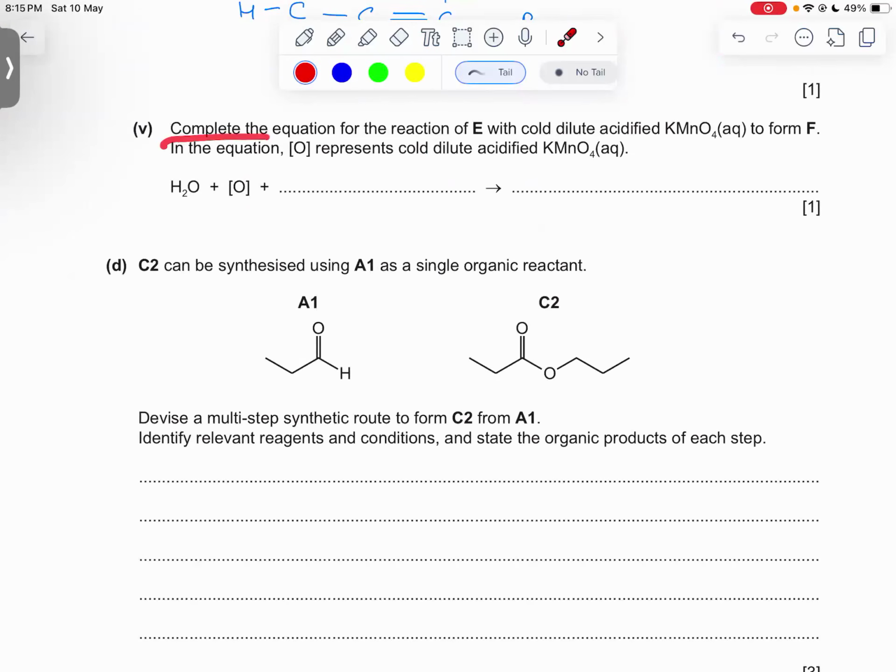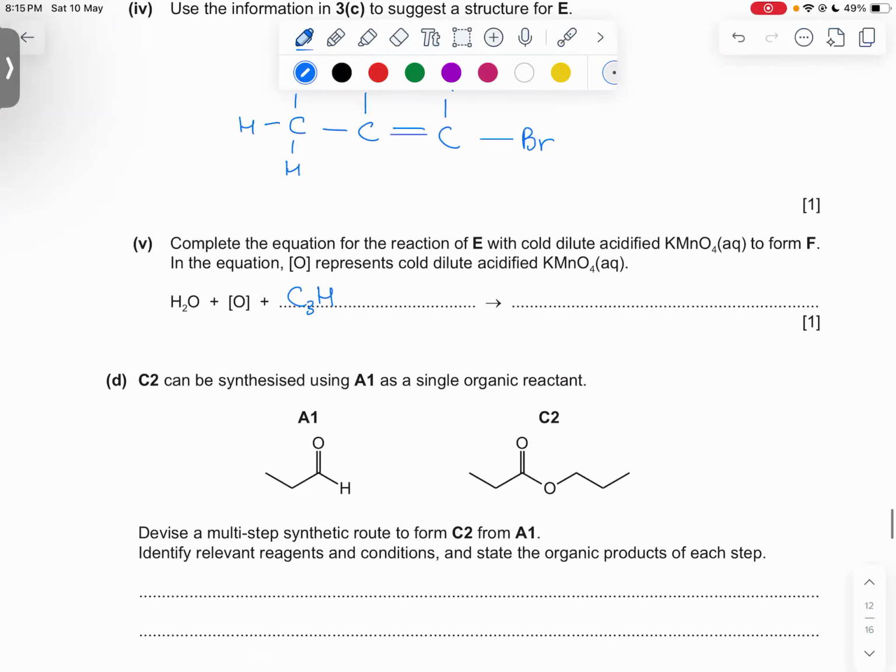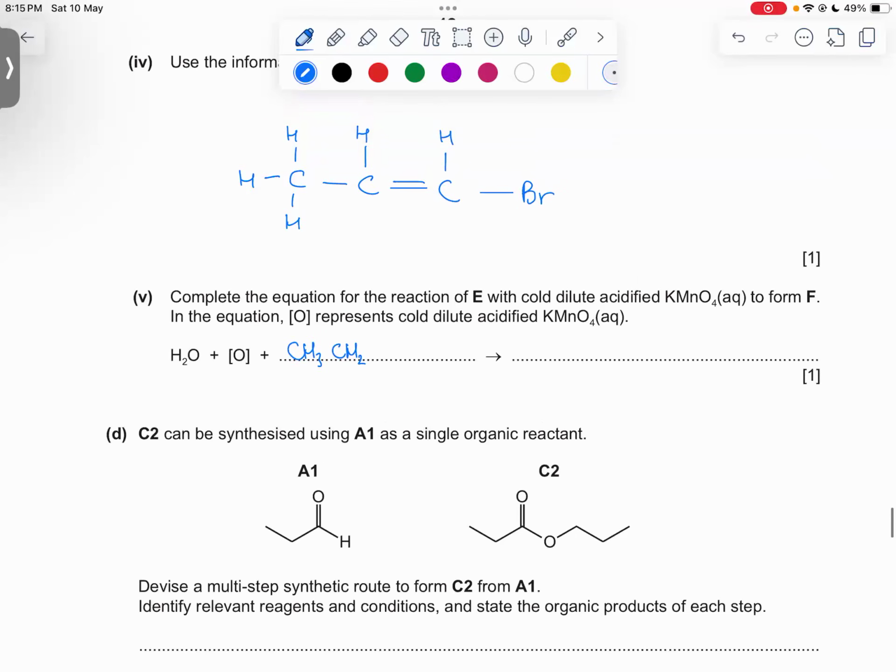Next question: complete the equation for the reactions of E with cold dilute acidified KMnO4 to form F in the equation. O represents cold dilute acidified KMnO4. So we want to complete the equation, so let's just complete the equation. C3H5Br, or we can do it like this: CH3, CH, CHBr.